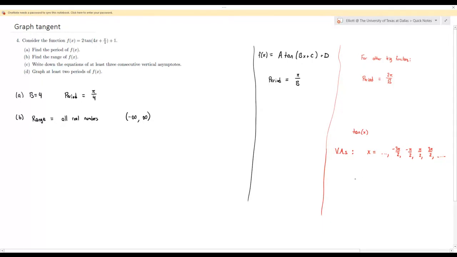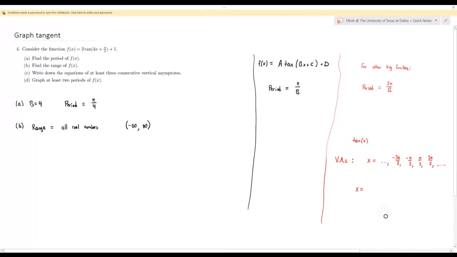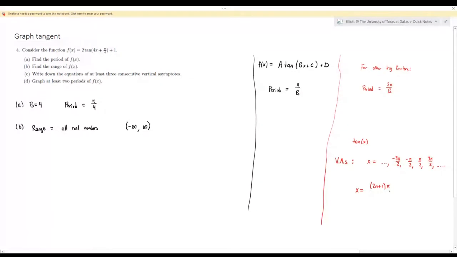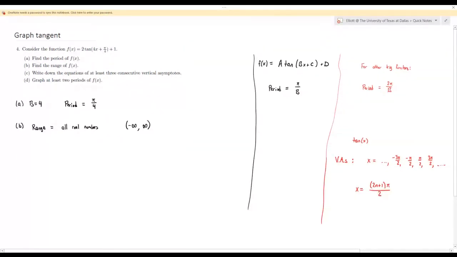And you can write it as a general formula, something like 2n plus 1, and then times pi over 2, where n represents any integer. All right. So that's the general formula for the vertical asymptotes of tangent.